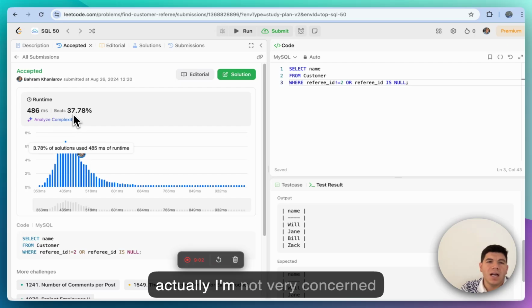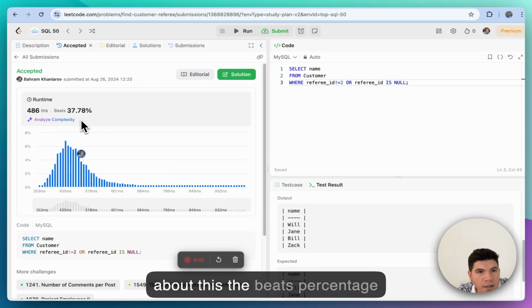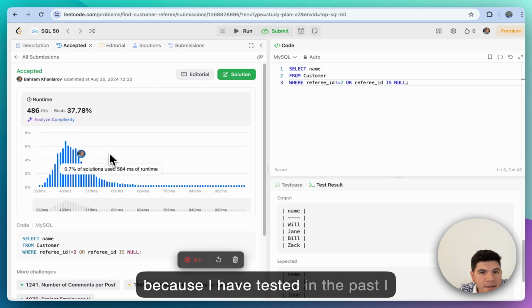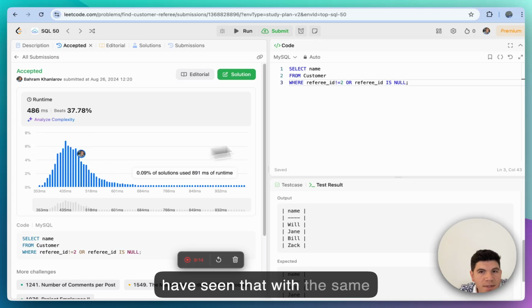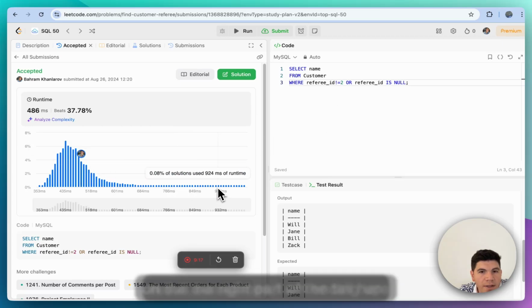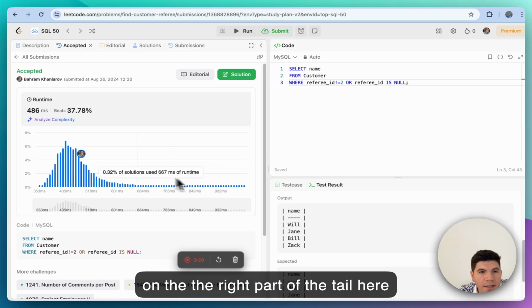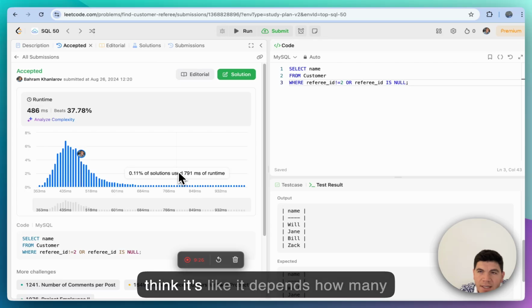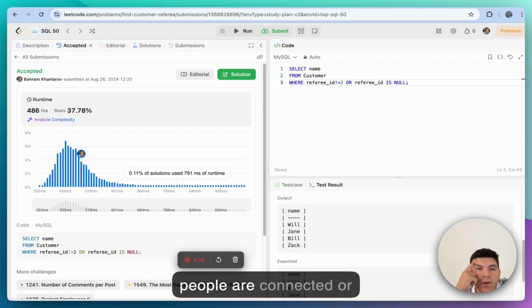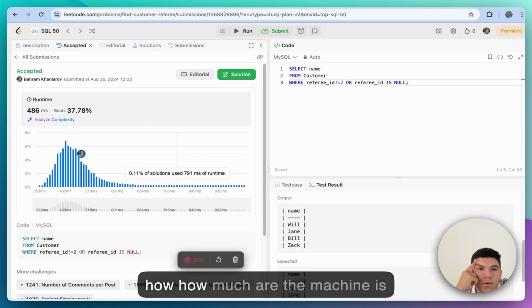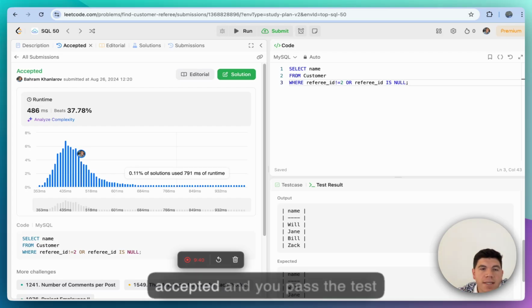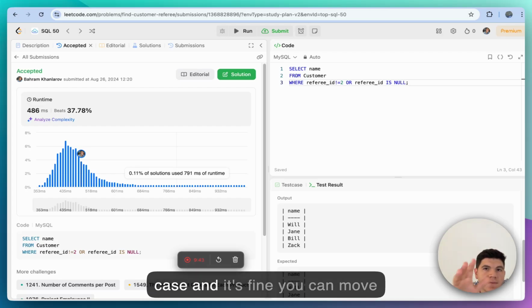Okay, it's not bad. Actually, I'm not very concerned about the beats percentage and also the millisecond runtime, because I have tested in the past. With the same result, sometimes I end up on the right part of the tail here, sometimes in the middle or even in the front. So I think it depends on how many people are connected or submitting at the same time, and how much the machine is charged in terms of the workload. That's why if your solution is accepted and you pass the test cases, it's fine, you can move forward.